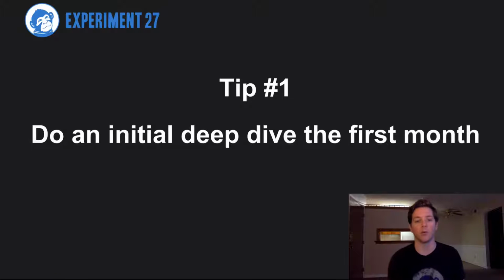So here we go. Tip number one is do an initial deep dive the first month. The easiest way that I've found to get a long-term retainer is to actually sell something in the first month that's easier to commit to. At Experiment 27, we do an initial marketing plan and deep dive in month one, which we charge a flat fee for, before moving into a yearly or a 6-month contract. And I found that that's the easiest way to do it.